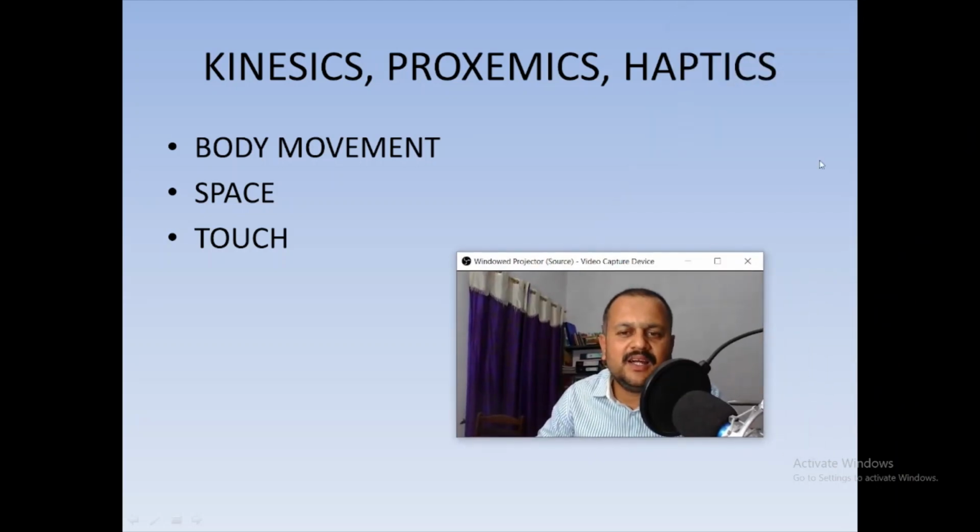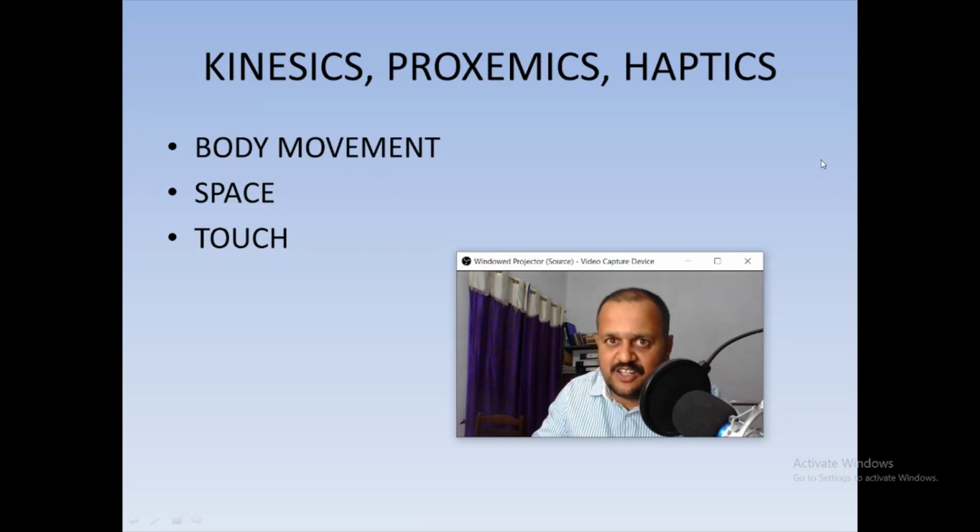So I think I have told you earlier about kinesics, proxemics and haptics. So too much of body movement is not very good in communication, but you need to have a little bit of body movement to make the conversation a very effective one, an interesting one. Space is very important because you need to keep a certain distance from the listener.